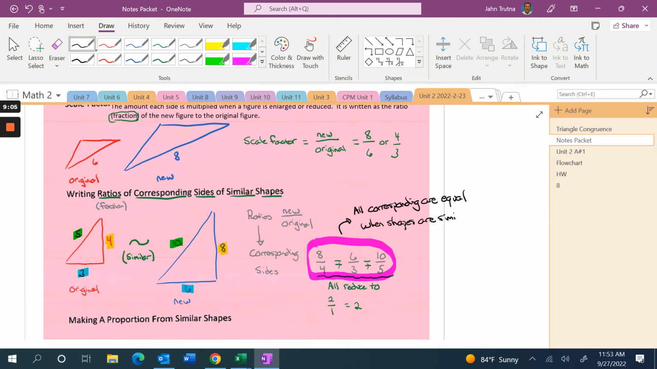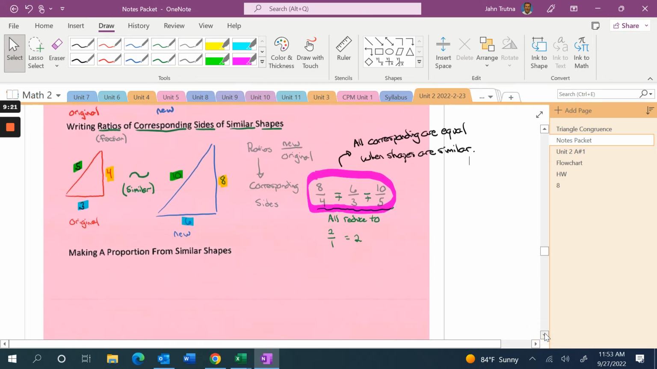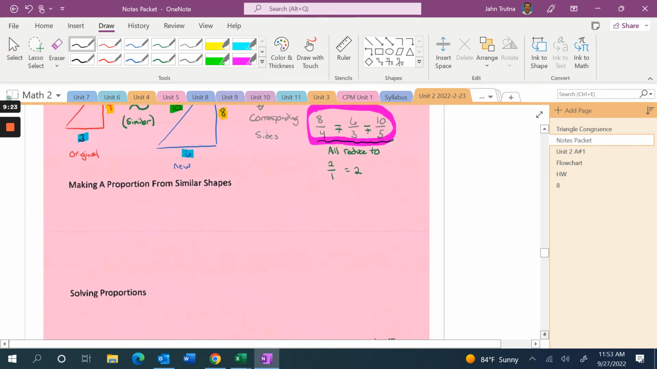So whenever you know that shapes are similar to each other, the corresponding ratios that you write, they will always be equal to one another, as like this, 8 over 4, 6 over 3, 10 over 5. And what we do is we use that fact to help us make proportions from similar shapes. Okay, so here we go. So I'm going to give you two shapes that are similar. I'm going to give you a red shape and a blue shape. And what we're going to do is we're just going to practice writing proportions of the two similar shapes.